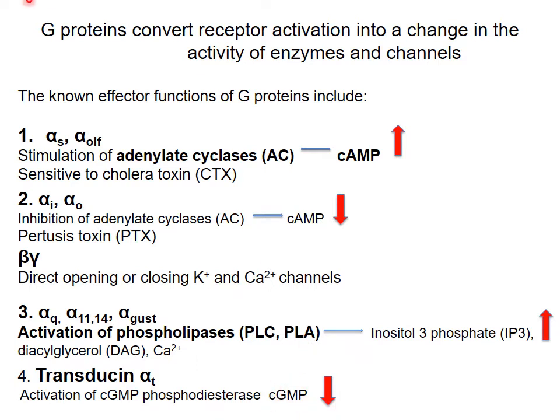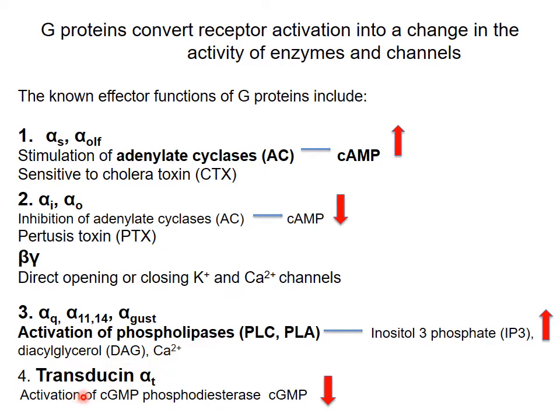So these are, again, major ways through which G proteins work. We have alpha S, which stimulates or activates adenyl cyclase, alpha I, which inhibits adenyl cyclase. We have alpha Q, which leads to activation of phospholipases and an increase in IP3, calcium, and diacylglycerol.